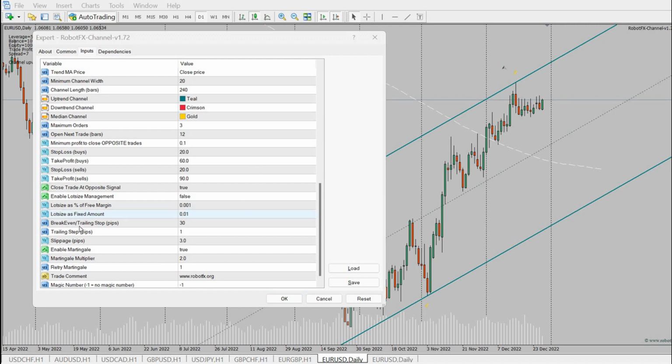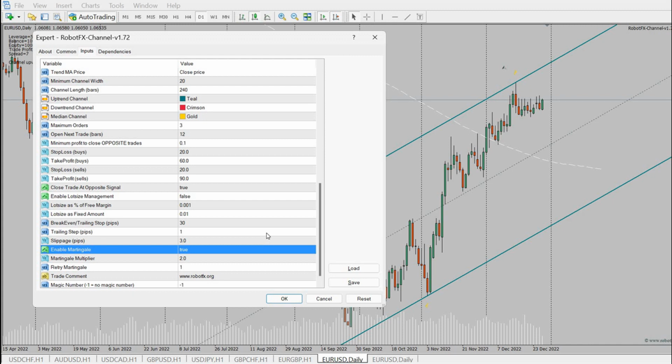The next inputs, the break-even, the trailing stop and the slippage, are all values in pips and they are self-explanatory. I assume everyone knows what they mean. I'm just going to say that the break-even and the trailing stop use the same value. If you don't want to use the trailing stop, all you have to do is set the trailing step to a very high number of pips, basically impossible to achieve, and then the expert advisor will obviously place only the break-even and it will not follow the price, because the trailing step will never be reached.